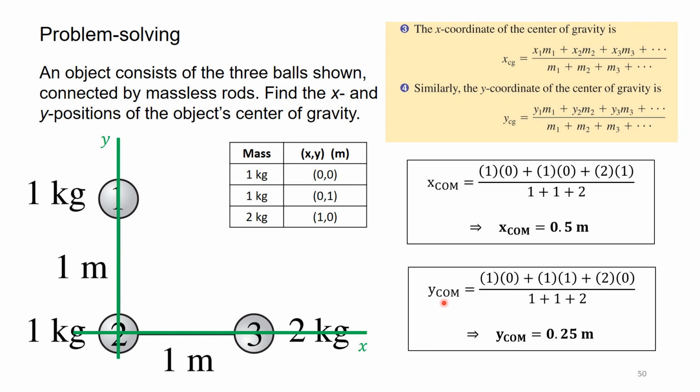Then repeat for the y coordinate. For the mass at the origin, you do 1 times the y coordinate, which is 0. So that's the first term here, 1 times 0. Then for the next mass, you do 1 times 1. Put it in the middle. For the third mass, you do 2 times 0, which gives you another 0. And then you divide by the total mass. So effectively, you're multiplying 1 with 1 and dividing by 4, and you get 0.25. So that's the y coordinate of your center of mass.